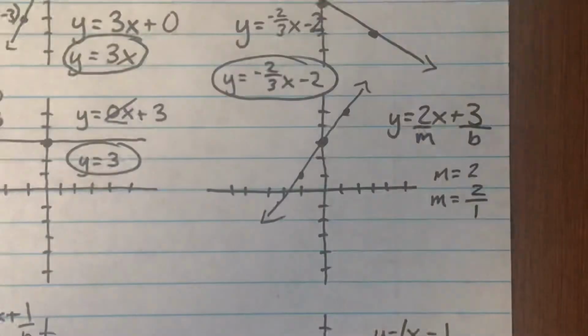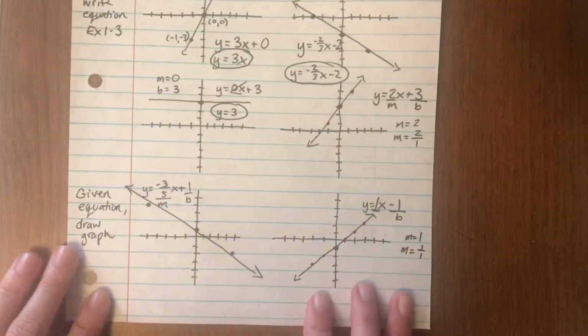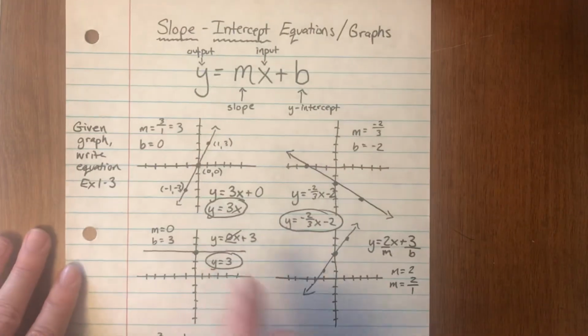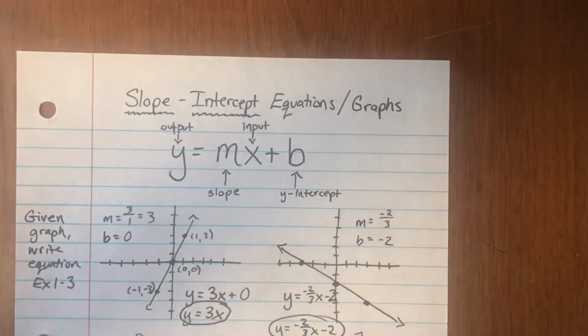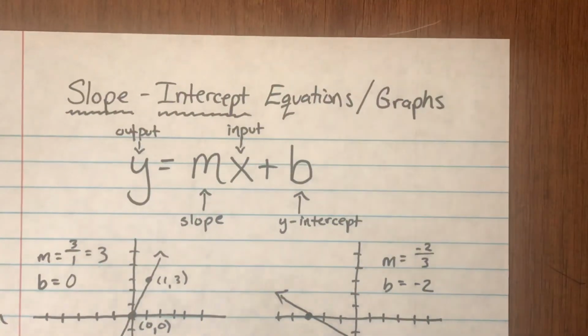So in general and at the end of the day, we are connecting graphs to slope and intercepts using the slope-intercept form y is equal to mx plus b.